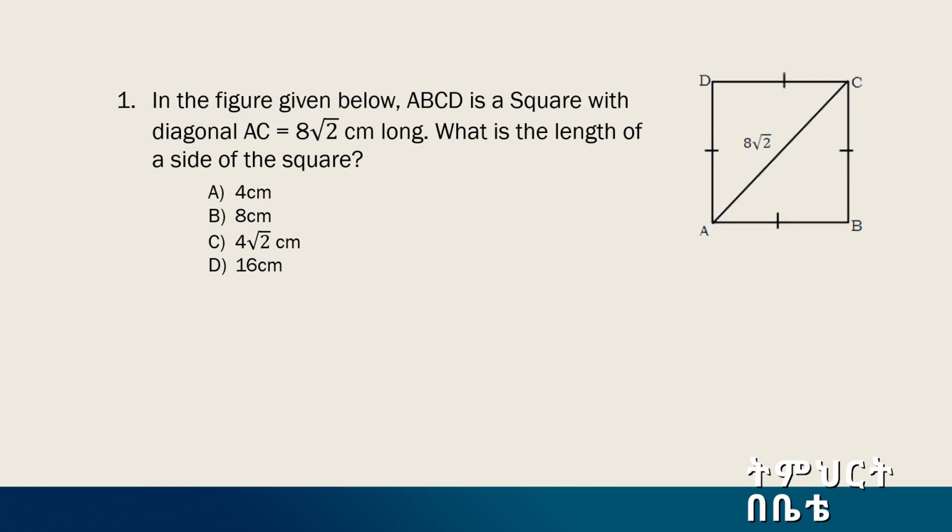Question 1. In the figure given below, ABCD is a square with diagonal AC equals 8 root 2 centimeters long. What is the length of a side of the square?